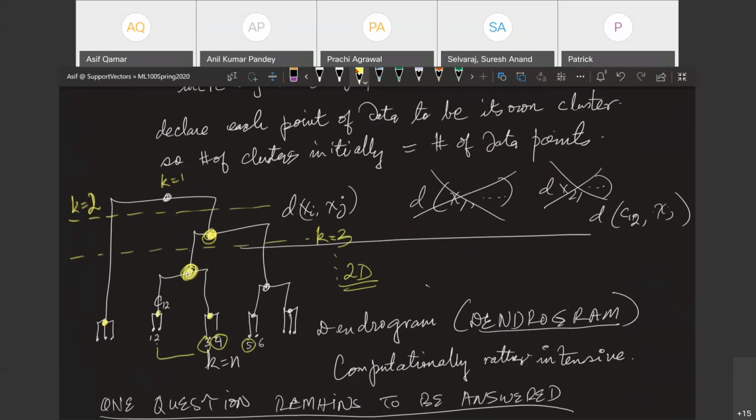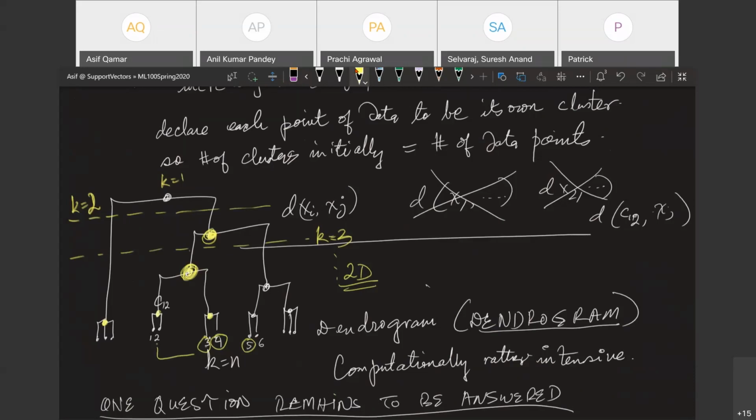Are we together, guys? So that's what a dendrogram is, and this process is called hierarchical or agglomerative clustering. Agglomerative means you coalesce points together, and you build up a cluster.